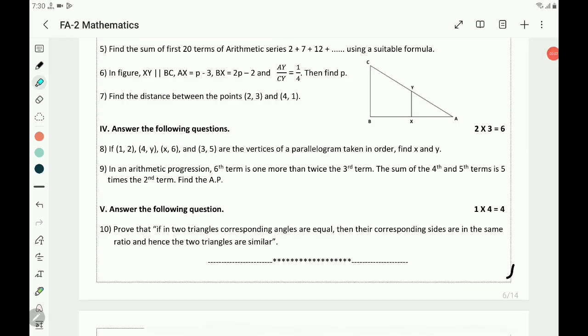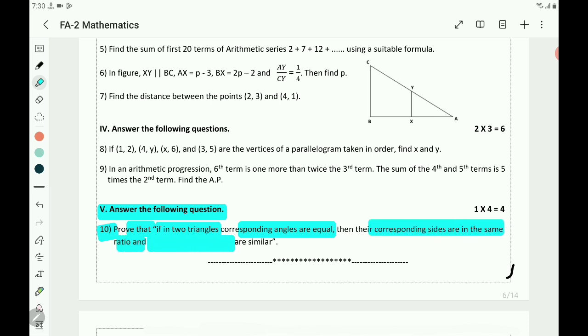Then the fifth main question: answer the following. 10th question: prove that if in two triangles corresponding angles are equal, then their corresponding sides are in the same ratio, and hence the two triangles are similar. Children, it is the AAA similarity criterion theorem. Already you learnt it in the class. So you write this theorem yourself.